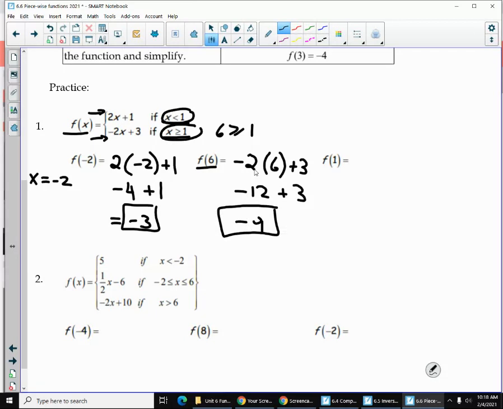And the final question here, what's f of 1? This is interesting. x is equal to 1. Are we going to use the first equation or the second equation? The answer is the second. Why? Because 1 is greater than or equal to 1. So I will have -2 times 1 plus 3, -2 plus 3, and the answer is 1.